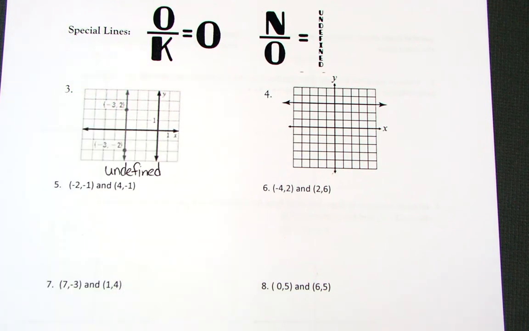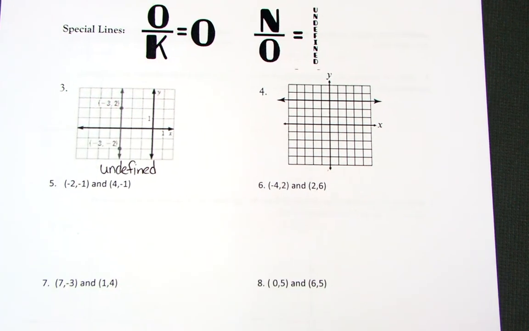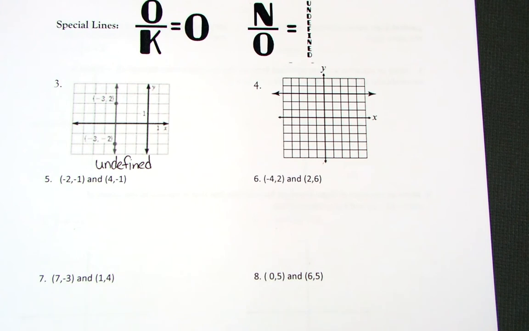If you're ever bored, you can go to YouTube and search "slope dude," and there's a really cheesy story about slope to help you remember positive, negative, undefined, and zero slope.